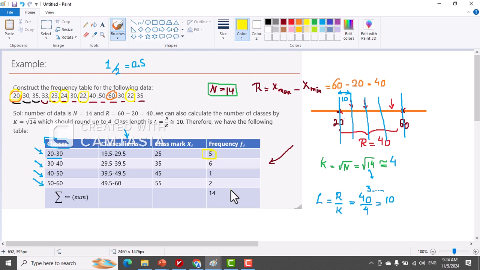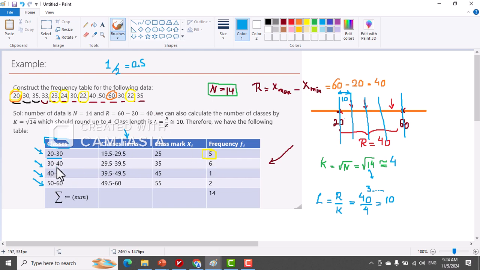For the next class as well, we do the same thing to calculate the frequency. We denote the frequency by F, and because it belongs to class i, we denote it by F of i. This is 5, and this denotes that the first class has a frequency of 5.